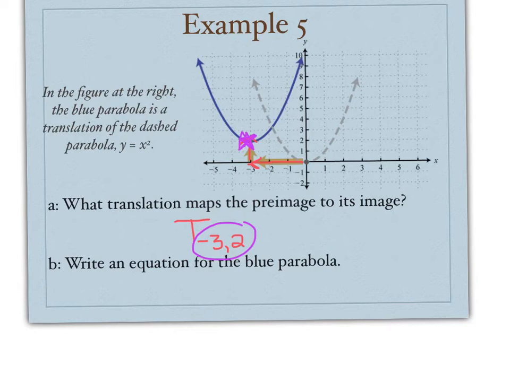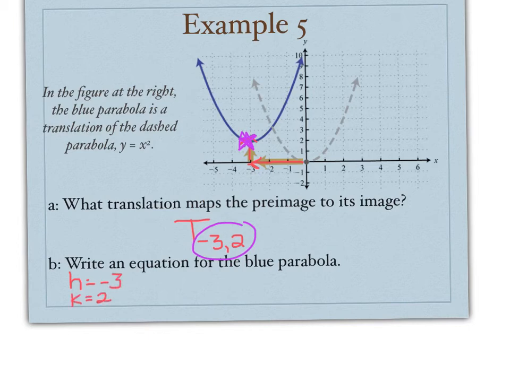Notice, though, that these numbers really just match the vertex of this new parabola. So even if I didn't give you the picture, if you know where that vertex is, you can write the translation. It's just T and then whatever the new vertex is. Now it says write an equation for that new parabola. Well, I know h is -3. I know k is 2.